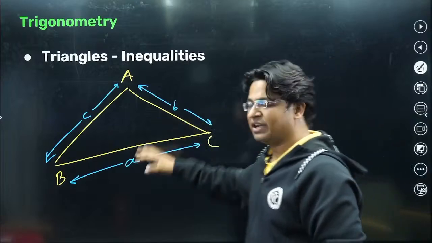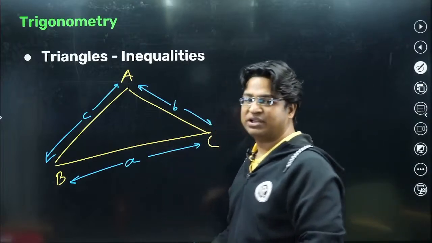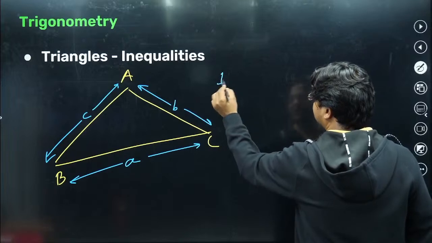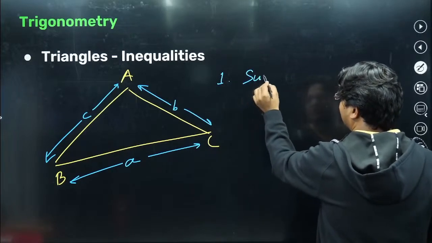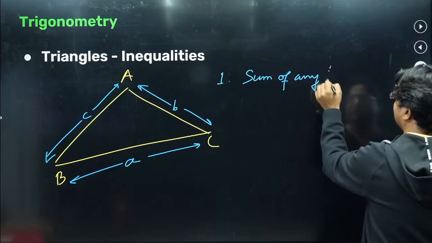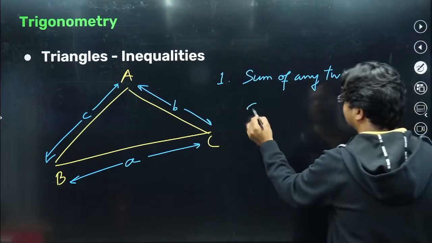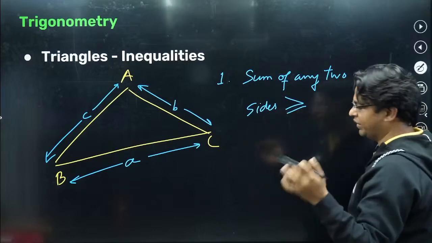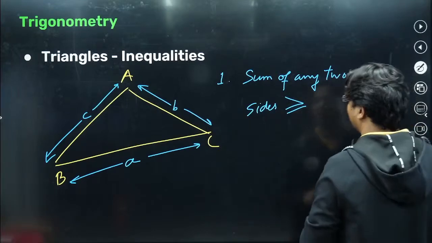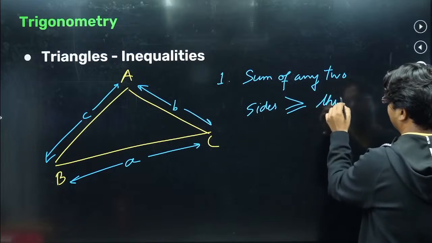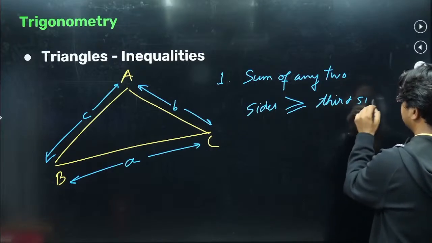Now, if we have made a triangle like this, there are certain inequalities that we have to keep in mind. So in a triangle, the first thing that you have to keep in mind is that the sum of any two sides is greater than or equal to, like I'll tell you when equality will exist, the third side. Which is actually very simple to observe.